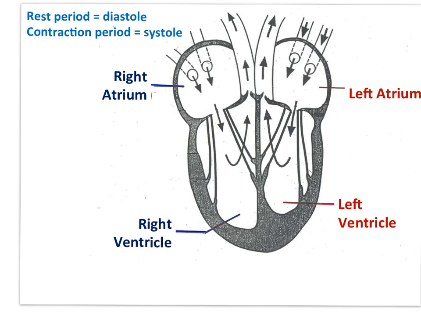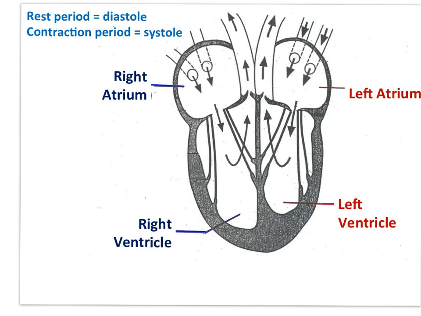Then the contraction period begins, known as systole. The atria contract together, forcing any remaining blood through the AV valves into the ventricles. Then the ventricles contract together, the AV valves close, and the semilunar valves open. Blood flows out through the aorta and the pulmonary artery.